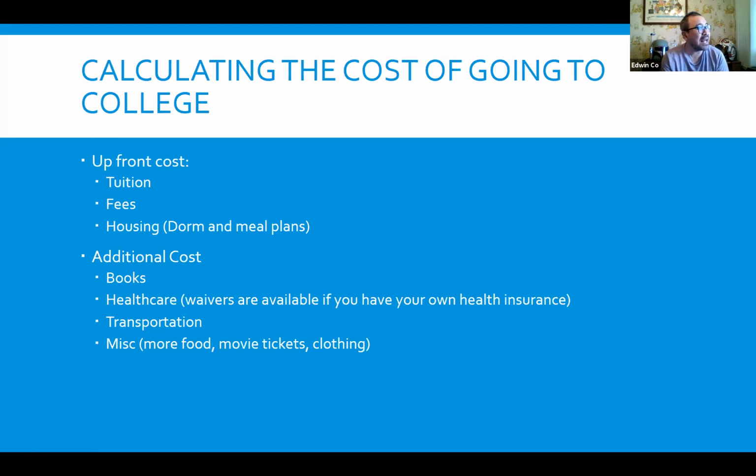Healthcare. As of now, you are able to stay on your parents' health insurance until you're age 26, as long as you're in school. Colleges usually have a minimum coverage level. So if your insurance is able to meet that level, you don't need to purchase additional health care. Otherwise, it's about $2,000 per year.